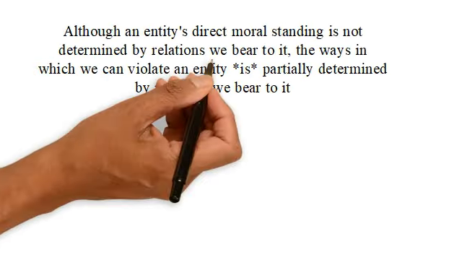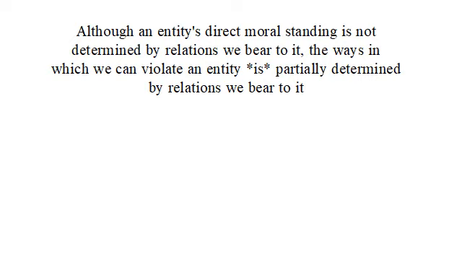So, although an entity's direct moral standing is not determined by any relations we bear to it, the ways in which we can violate an entity is partially determined by the relations we bear to it. I can violate my children by lying to them, but I cannot lie to my cat. I do nothing wrong by refraining from buying birthday presents for complete strangers' children, but I would be doing something wrong by refraining from buying birthday presents for my own children.